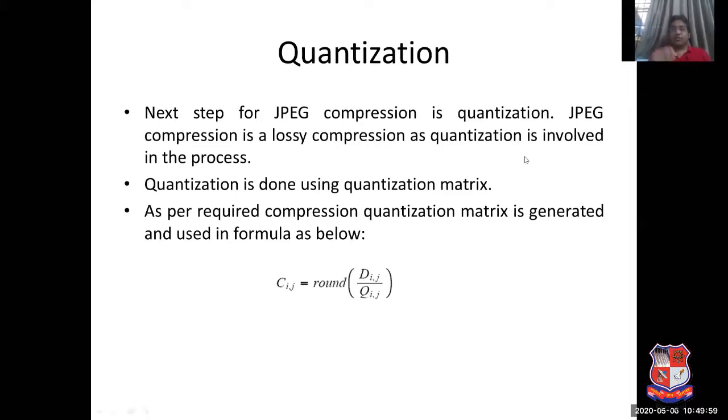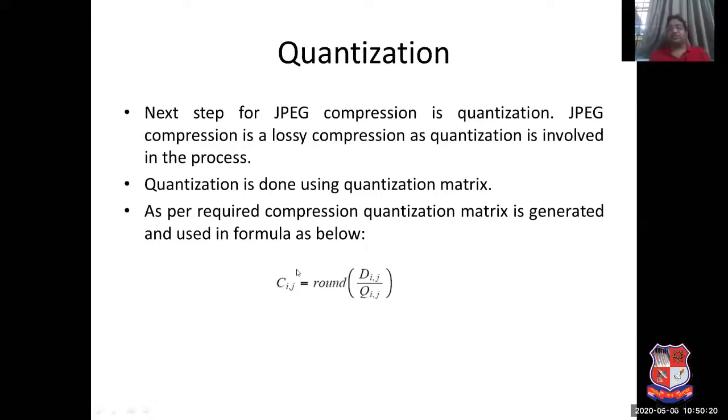So now, as the quantization step is involved, we can say that JPEG compression is a lossy compression. It is not a lossless compression, but a lossy compression. So that we need to analyze. Now the quantization is done using a quantization matrix. As per the required compression, the quantization matrix is generated.